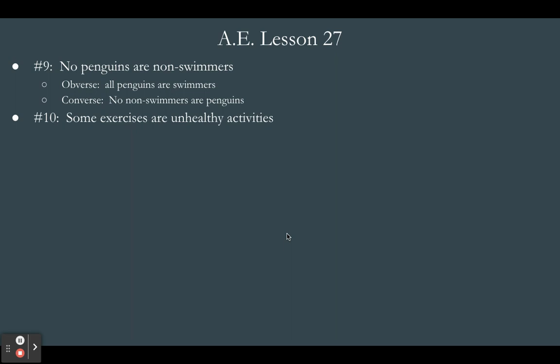Number 10, some exercises are unhealthy activities. So our obverse is going to be some exercises are not healthy activities. And our converse is going to be some unhealthy activities are exercises.